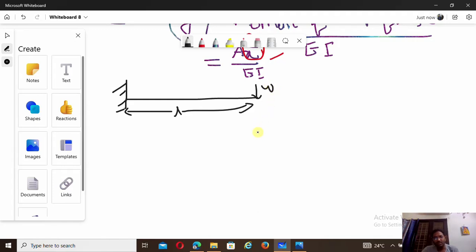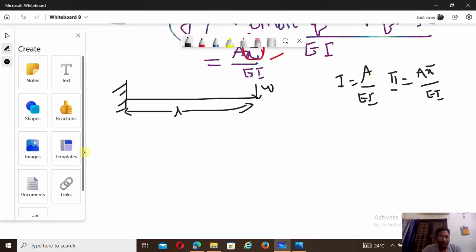Okay, so we know that statement 1 is equal to area by EI, and statement 2 is equal to area into x bar by EI. X bar is the centroidal distance. Okay, now what is this area? It is the bending moment area. You just remember, bending moment area.